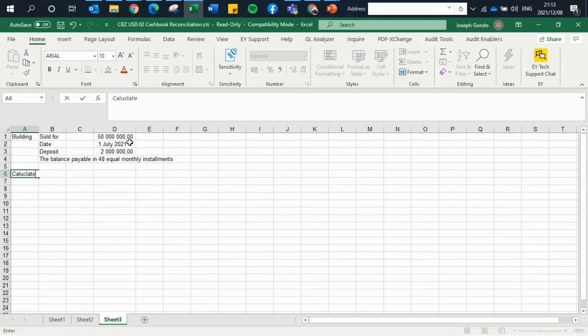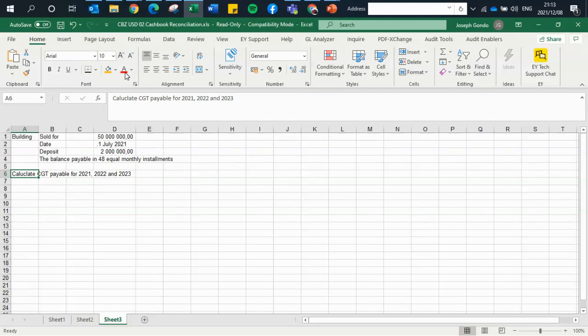Let's calculate CGT payable for 2021, 2022, and 2023. Yeah, this one is a perfect example.